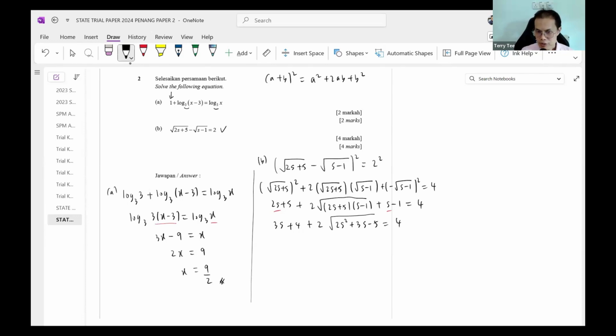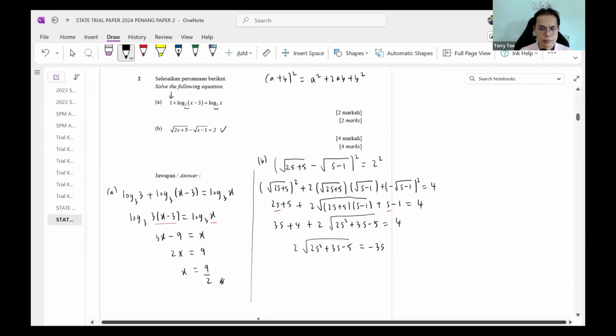So rearrange it. You can transfer the rest to the right hand side. 2 times the square root of 2s squared plus 3s minus 5 equals to, the 4 you can cancel out, left with negative 3s. Okay. Now, from here on, we can square both sides. Let me just write like this. I square the left and I square the right.